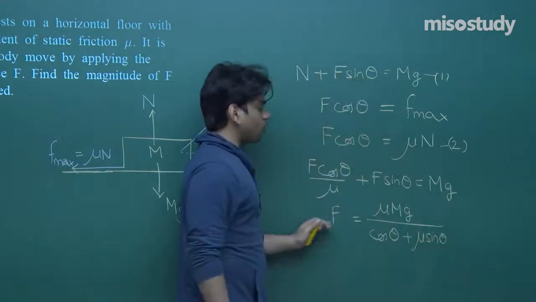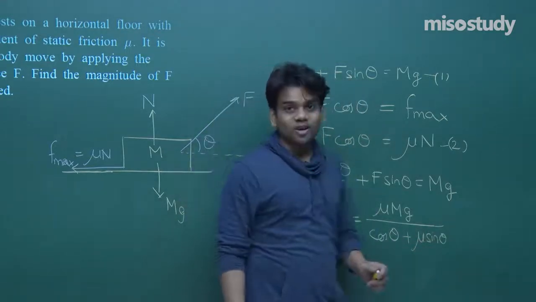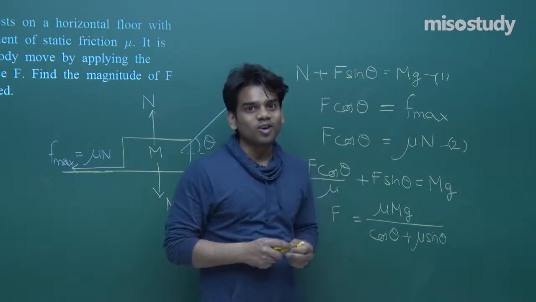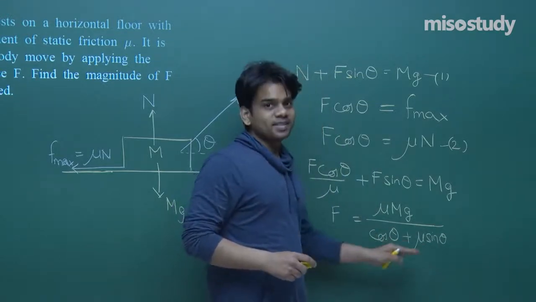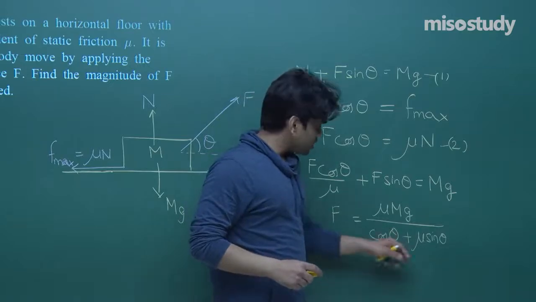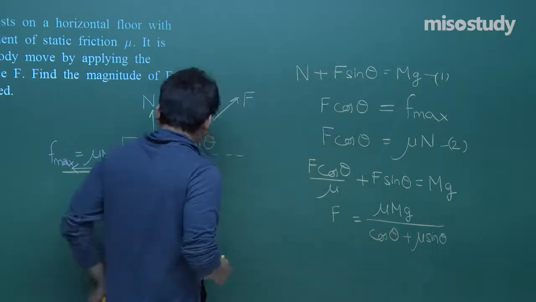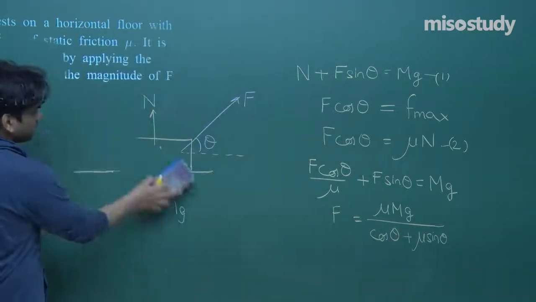So we obtained the value of F, but still we are not aware whether this is the minimum. Now see, for the minimum, the denominator has to be maximum. So if I take cos theta plus mu sin theta, we need to maximize it.